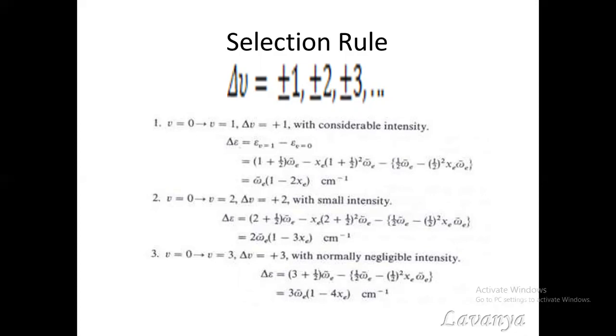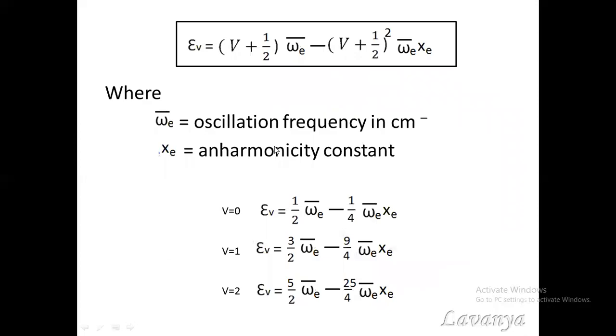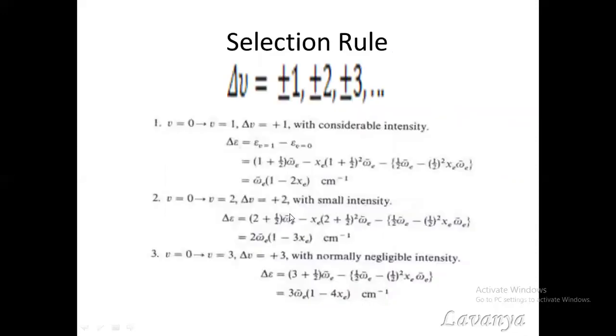The energy gap can be given as omega_e (1 minus 2 x_e). You just subtract the V equal to 0 term from the V equal to 1 term that I gave you here, and you get omega_e (1 minus 2 x_e). For the plus 2 transition, from V equal to 0 to 2, I don't get the same energy gap; I get 2 omega_e (1 minus 3 x_e). For plus 3, I get 3 omega_e (1 minus 4 x_e).